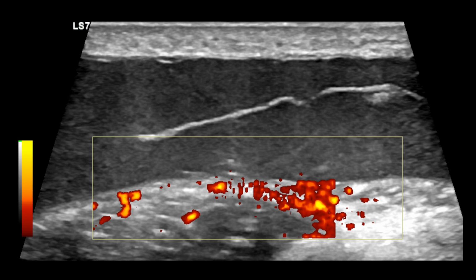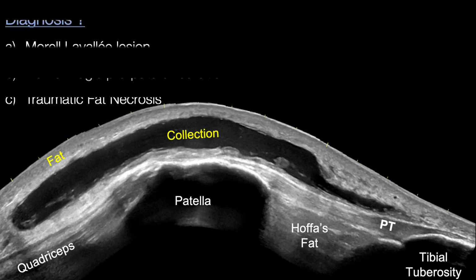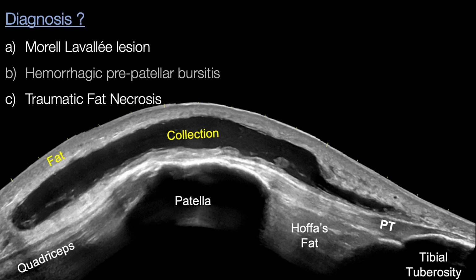When we look at power Doppler images, we see that there is some hyperemia at the level of the deep fascia that we see over here. Okay, so apart from that, there's no vascularity within the collection. So the three main differential diagnoses would be a Morel-Lavallée lesion, hemorrhagic prepatellar bursitis, and traumatic fat necrosis.